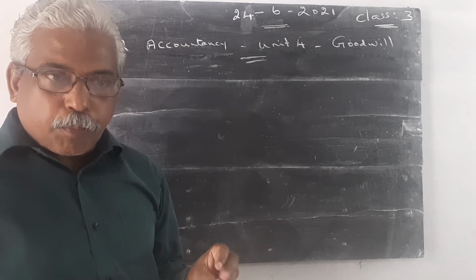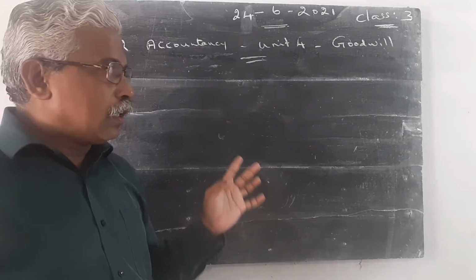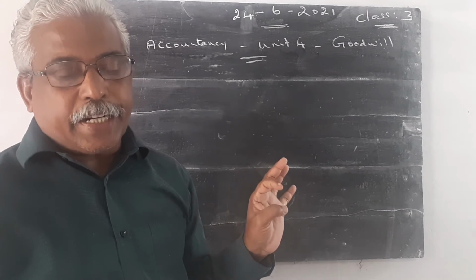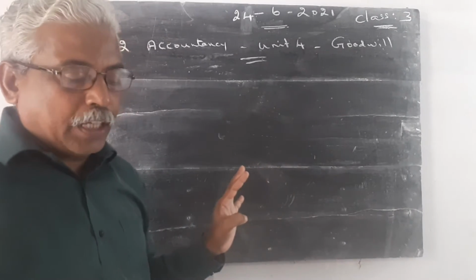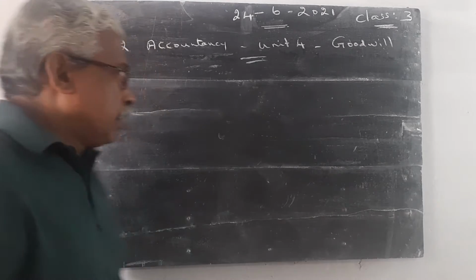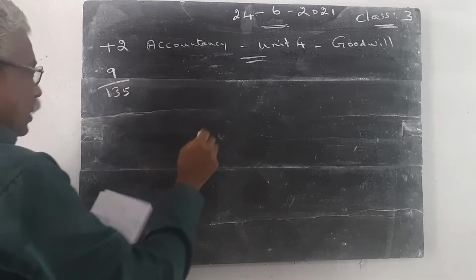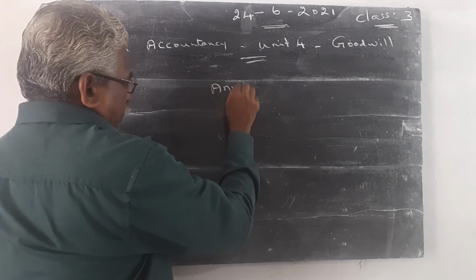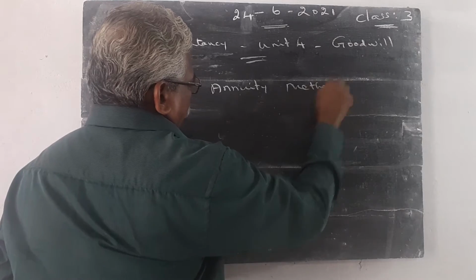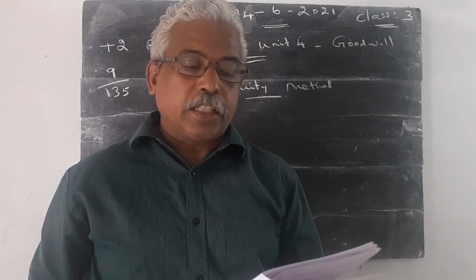Dear students, please take your accountancy notebook and listen to the class. Question number 9, page number 135. All of you take page number 135 and try to solve this question. This is an annuity method, the annuity method of calculating goodwill. The question is given in the textbook, so please refer to the textbook.